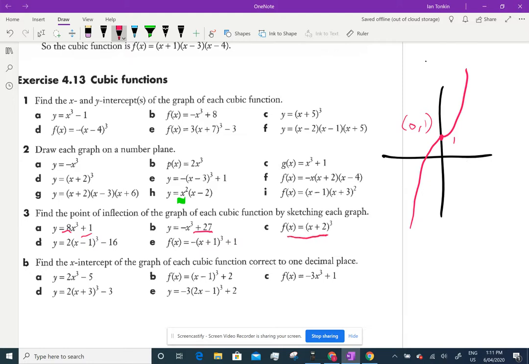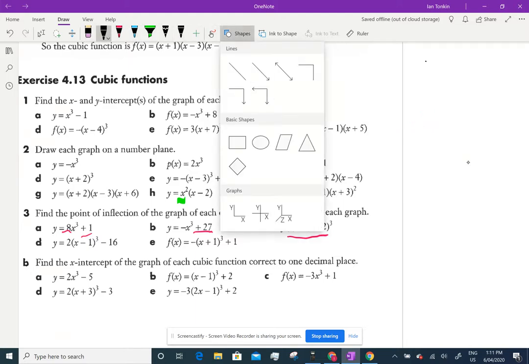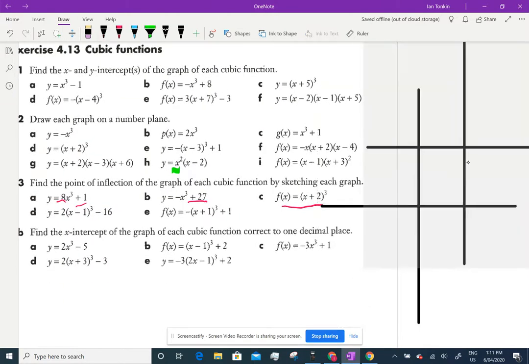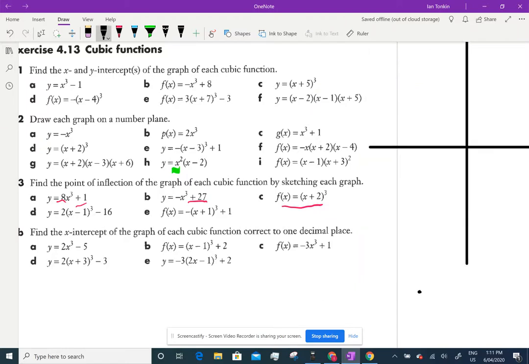Here, I've shifted it. Which way have I shifted it? You think about that. Which way have I shifted it? What makes this thing equal 0? Well, negative 2. All right, so it's shifted negative 2. So it's a positive parabola. And here's my new point of inflection, negative 2, 0.